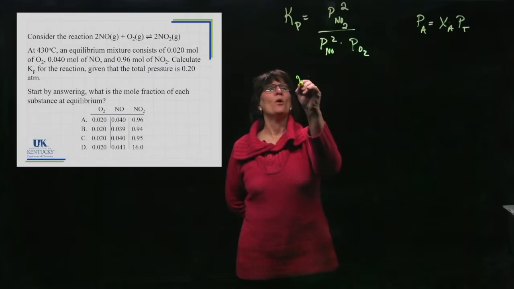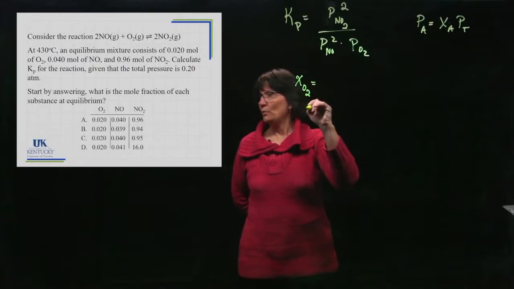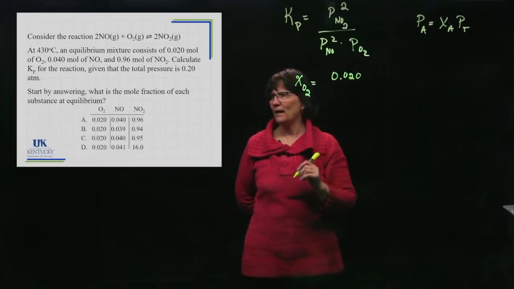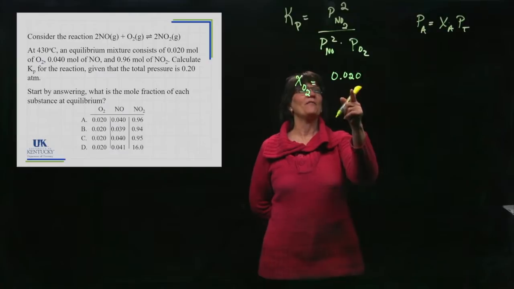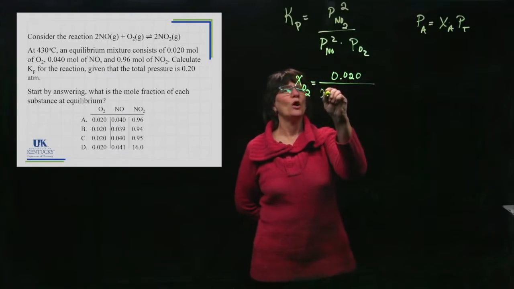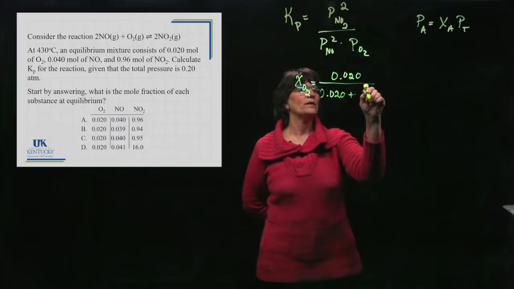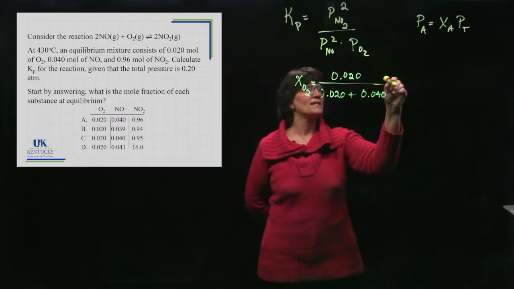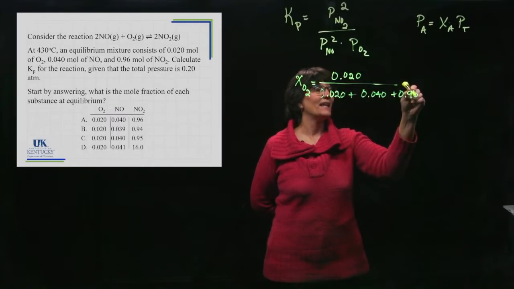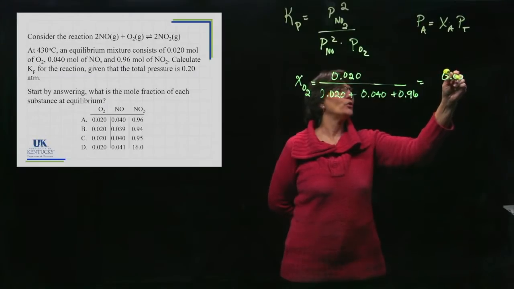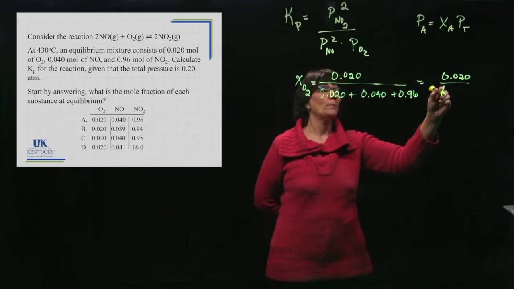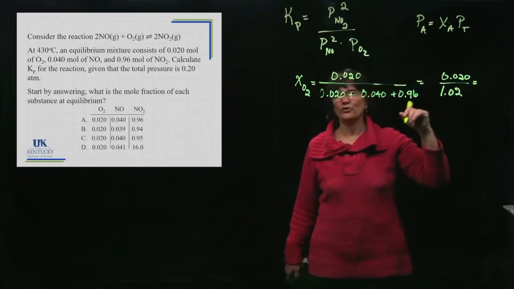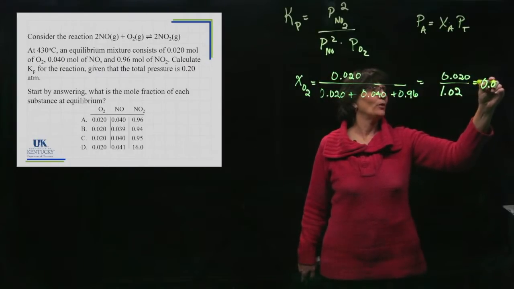B is your answer. The mole fraction of oxygen, for example, would be the moles of oxygen, which I have as 0.020, and you might think, well, that's my answer. No, that's not why it's the answer. We have the moles of that divided by total moles, 0.020 plus 0.040, that is one of the gases, plus 0.96. And that is 0.020 divided by 1.02, which is a little bit less than 0.02, but to 2 significant figures, it's still 0.02.